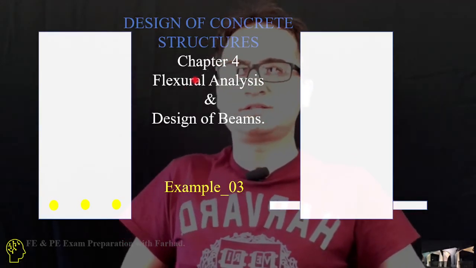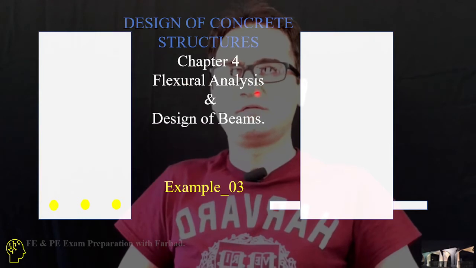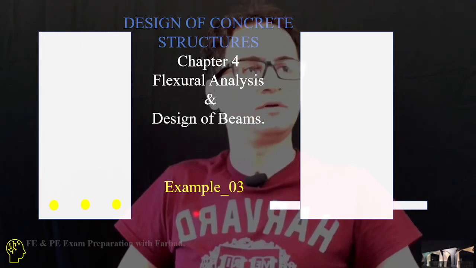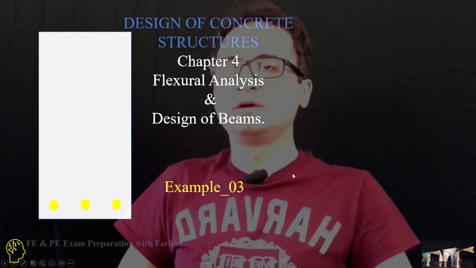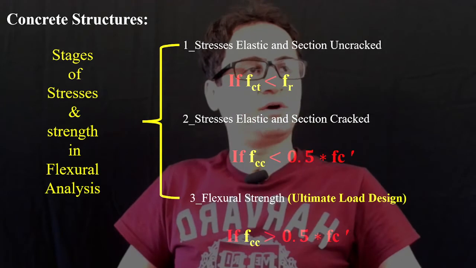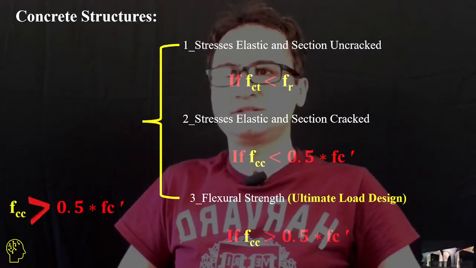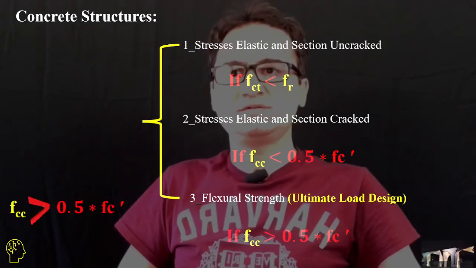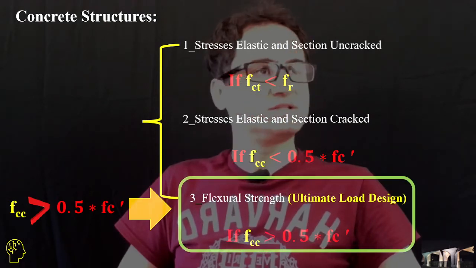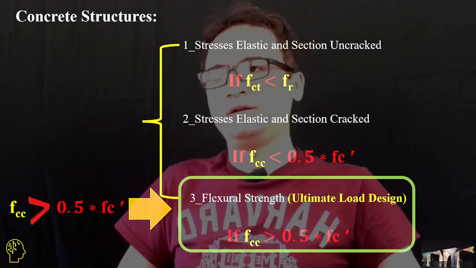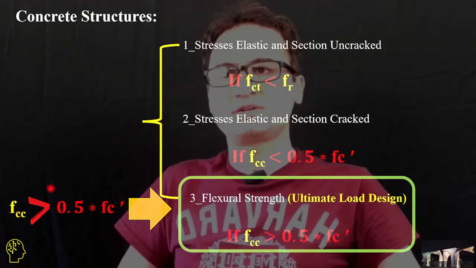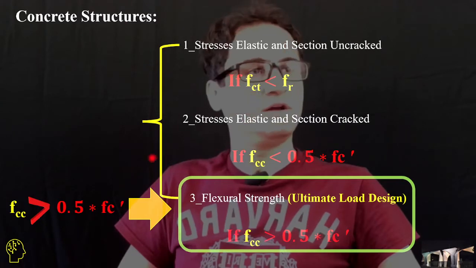Design of concrete structures, chapter 4, flexural analysis and design of beams, example number 3. In this example, we want to analyze the last part of this stage of analysis, which is the ultimate load or flexural strength design. Then the compressive strength in concrete is higher than a half of f'c.